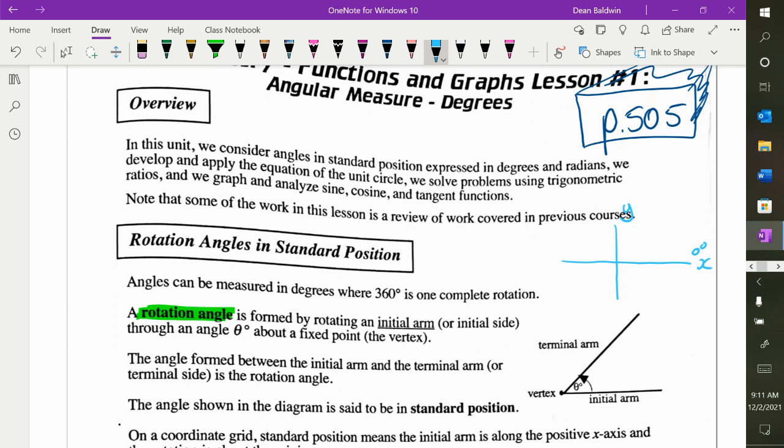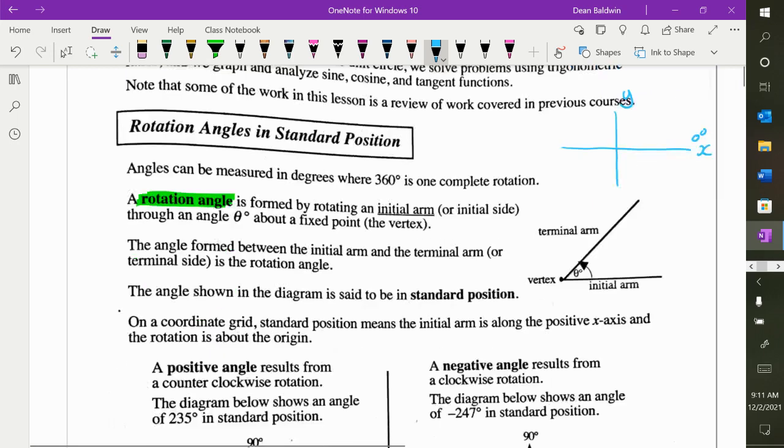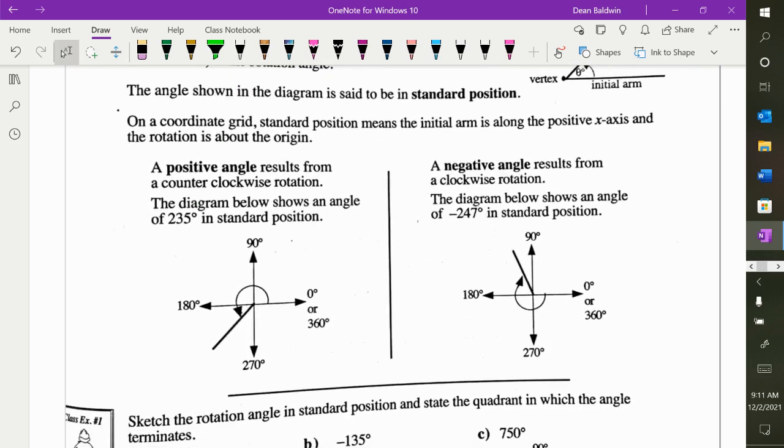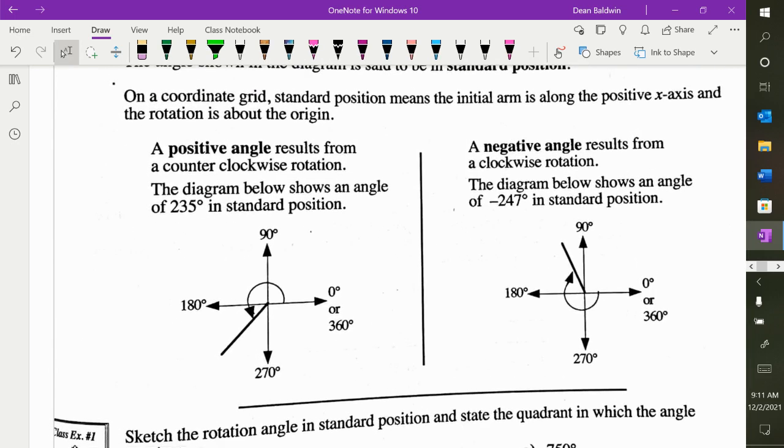0 degrees is on the x-axis. And when you rotate counterclockwise. So if I say, actually, you know what? Let's just go to here. Here it's all written out, so I don't have to draw anything. You start at 0. If I say an angle of 235 degrees, you rotate counterclockwise.